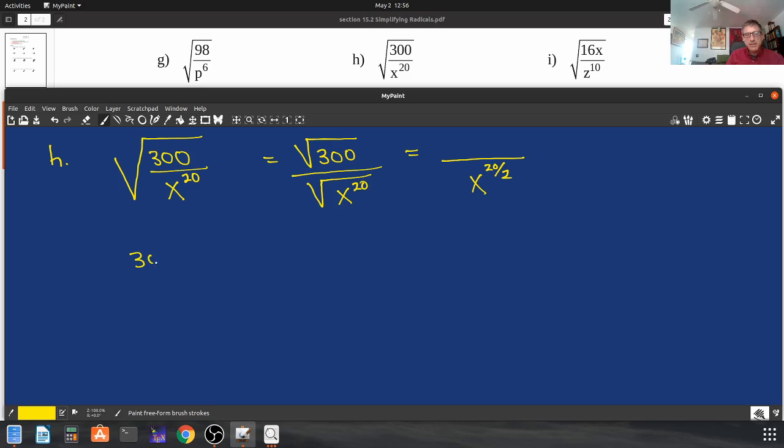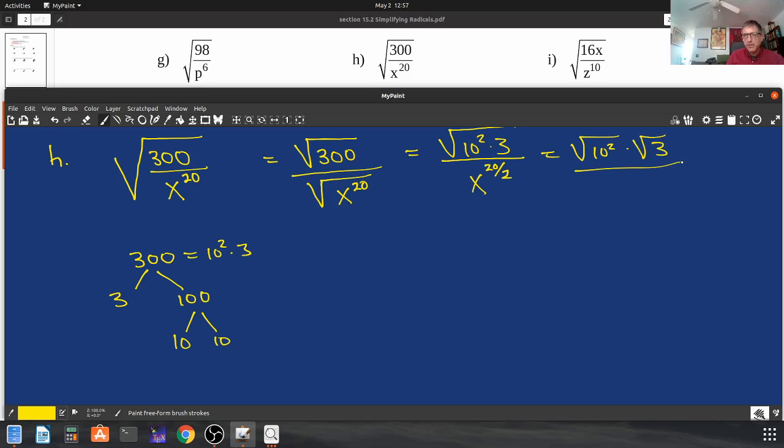So for this one, we need to find the factorization of 300. Clearly, the most obvious thing is to say it's 3 times 100, and 100 is 10 times 10. So 300 is 10 squared times 3. So that's the square root of 10 squared times 3. Notice I already used the fact that this is an even exponent and simplified it here. I will simplify it more in the next step. I'm just using the product rule on the numerator there.